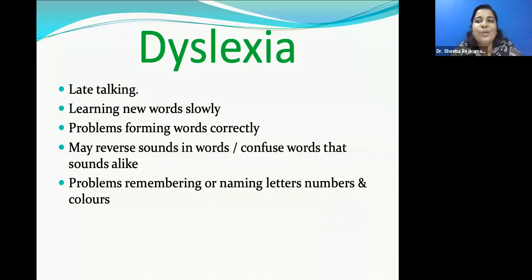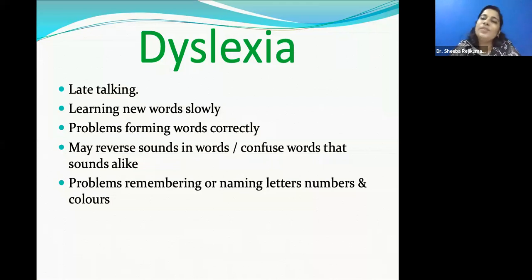So your kid is learning new words slowly. He can't get it so often, just like any other kid. Problems forming words correctly. They can't form it correctly. They need time for that. They may reverse sounds in words, confuse words that sound alike. That is, most of the dyslexic persons will be confusing B with D. But when a small kid is confusing B with D, it's quite natural.